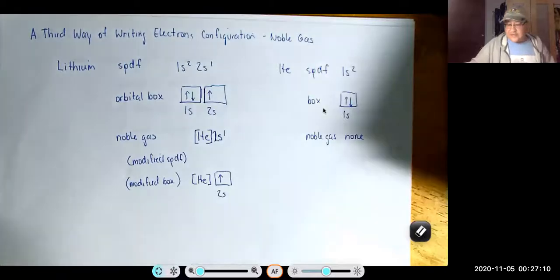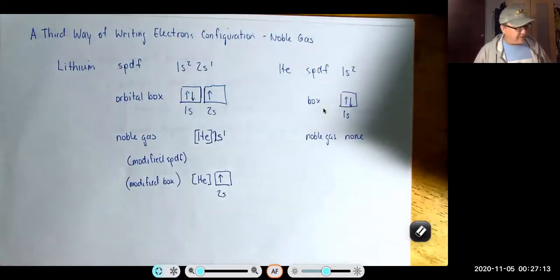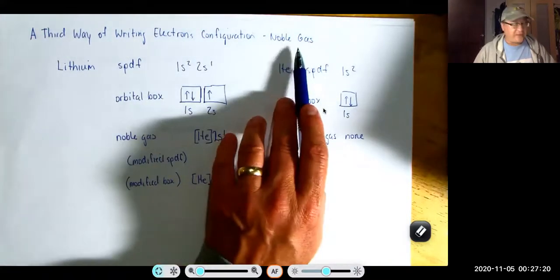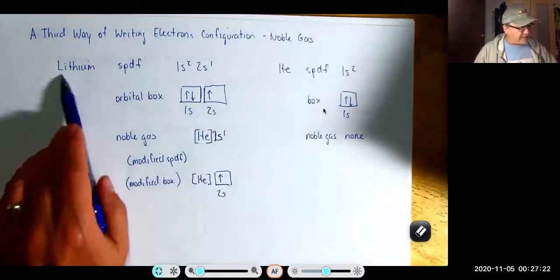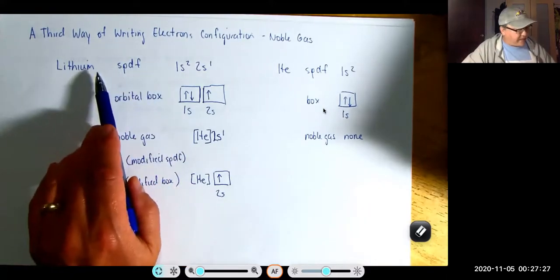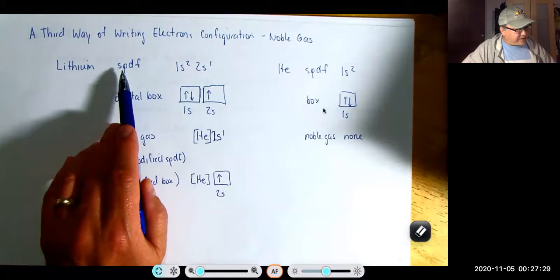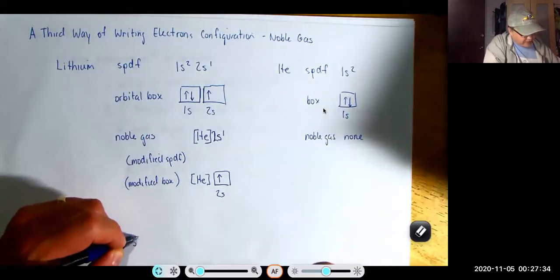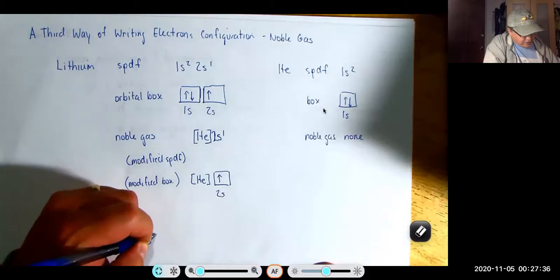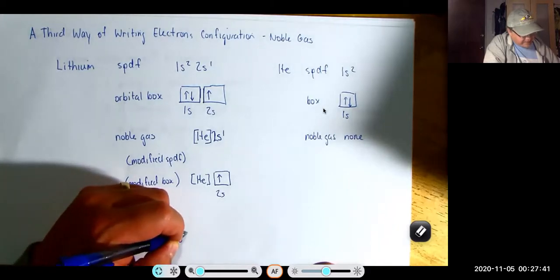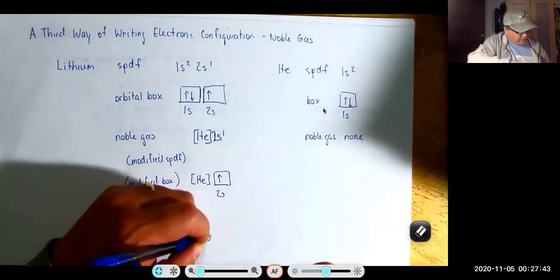Okay, so let's take a look at writing electron configurations again. There's a third way of writing electron configurations, the noble gas configuration. So let's look at lithium as an example. Lithium has 3 electrons in it. And here, when you put these into the subshells, I'm going to write the subshell orders down here: 1s, 2s, 2p, 3s, 3p, 3d. We're going to write that out.